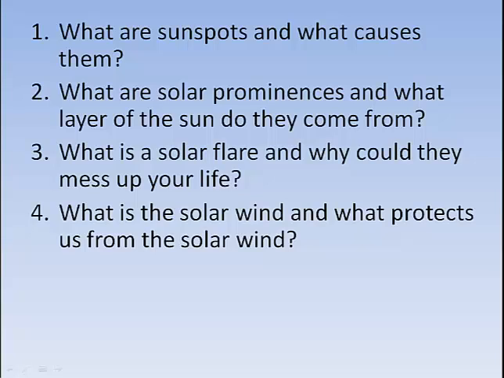What is the solar wind, and what protects us from the solar wind? The solar wind is a gentle leakage of protons and electrons that goes on constantly in all directions from the sun, and it strikes the Earth's magnetic field and then is directed away from the Earth by the Earth's magnetic field.